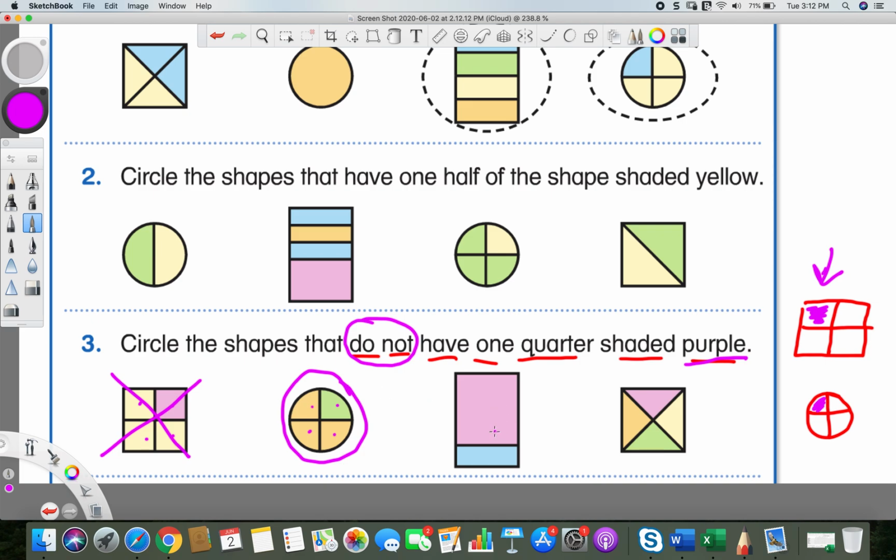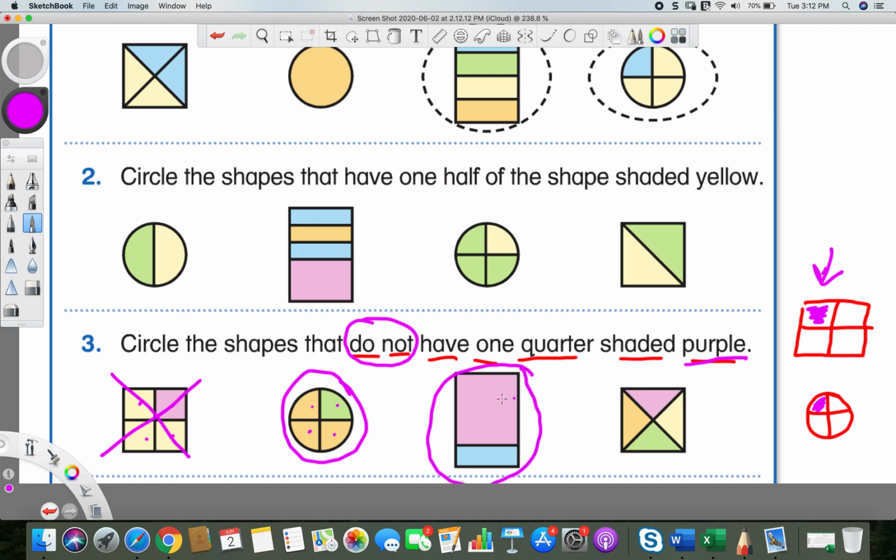For the next one, we have a rectangle. It's cut into 2 pieces that are not equal. And so far it's already looking good because it's not cut into 4 pieces, right? And since it's not cut into 4 pieces, we know that it cannot have just a quarter of it shaded purple. So right away we're like, awesome, I'm going to circle this.